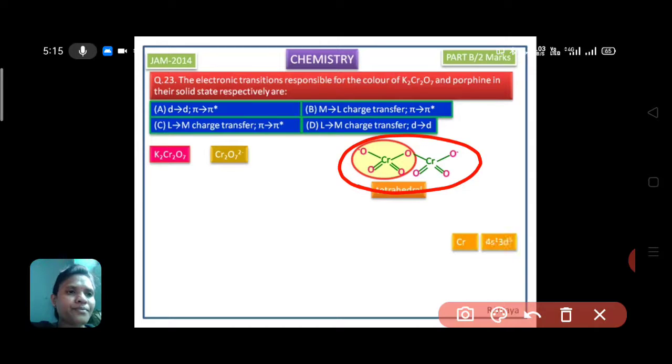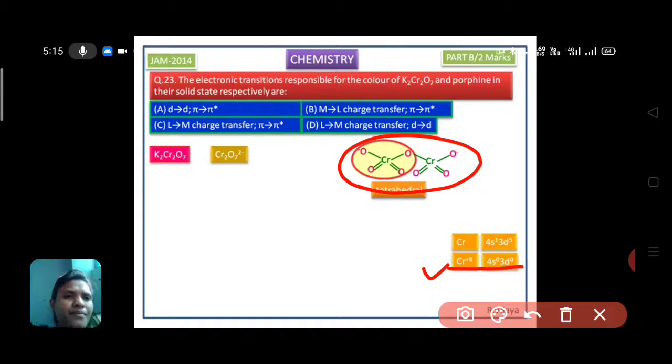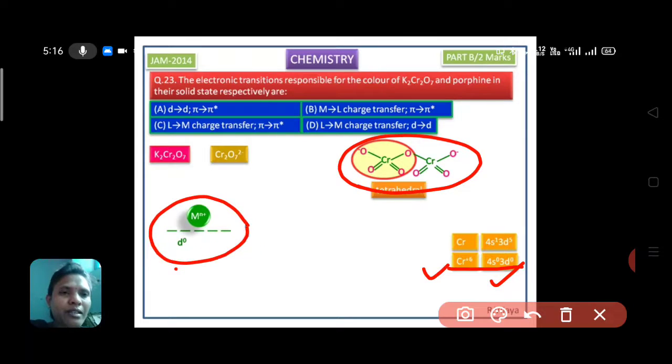Now we see the valence electrons of chromium. The electronic configuration of chromium is 4s1 3d5. In dichromate, chromium is present in the plus 6 oxidation state, in which the valence electrons are 4s0, 3d0. So d0 configuration means there is no electron in the d orbital.